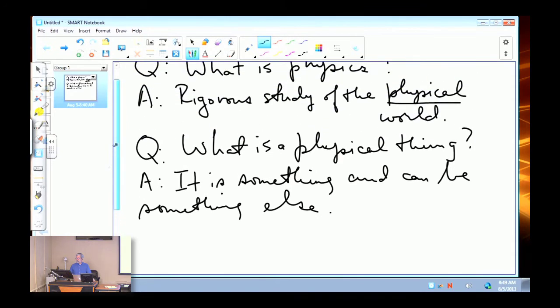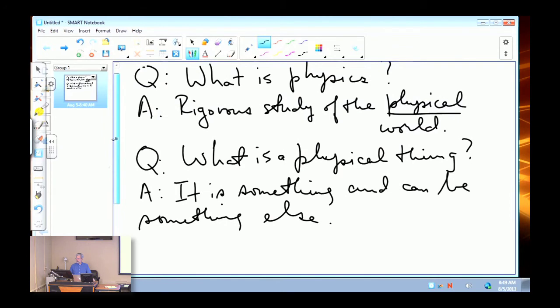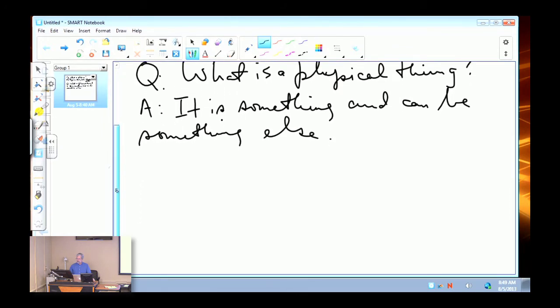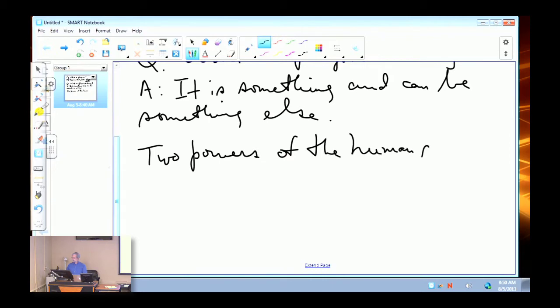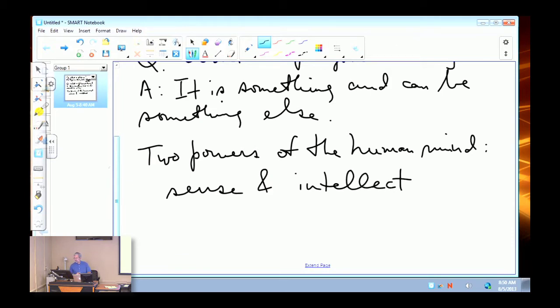But it brings up the immediate question, because it's the rigorous study, it involves knowledge, human knowledge of the physical world. And the text addresses the question of how do we come to knowledge of the physical world. So, in relation to that, there are two powers of the human mind that are described in the text. And again, with a live classroom, I would be asking them, what are they? For the purpose of this recording, I will remind the reader that the text talks about the two powers of the human mind, the sensory powers and the intellectual powers.